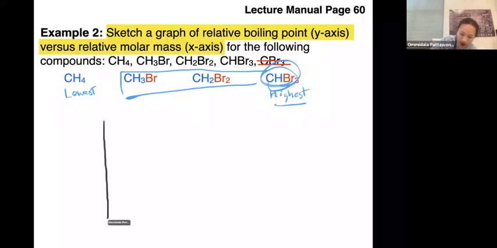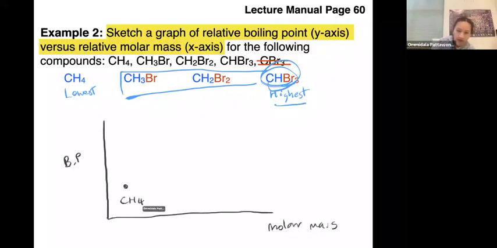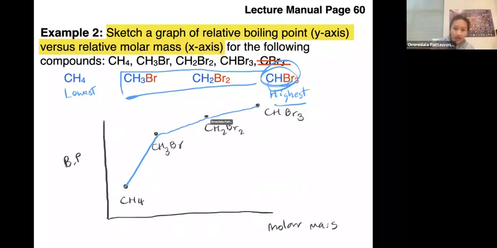We want the y-axis to be boiling point, and we want the x-axis to be molar mass. Therefore, in this case, you are going to plot CH4 right here. And because this portion is weaker than dipole, CH3Br would be up here, and then CH2Br2 would be up here, and then the highest one would be CHBr3. So that would be the relative boiling point for this. Again, it doesn't have to be exact. It's relative, so as long as you get the relative value, that should be good.